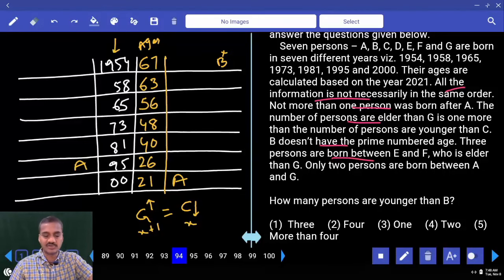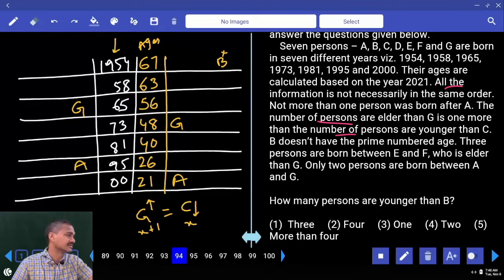And 3 persons are born between E and F. F is elder than G. Only 2 persons between A and G. Now G is here. Only 2 persons between A and G, and 3 persons between E and F. Now the number of persons elder to G is 1 more than the number of persons younger than C. Elder to G, how many? 2 persons. And younger than C, there must be how many persons?